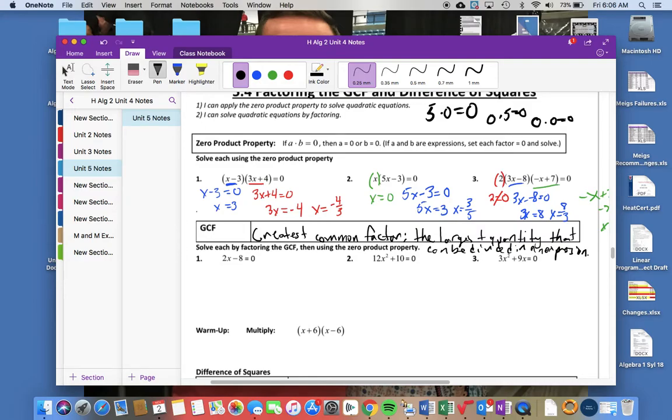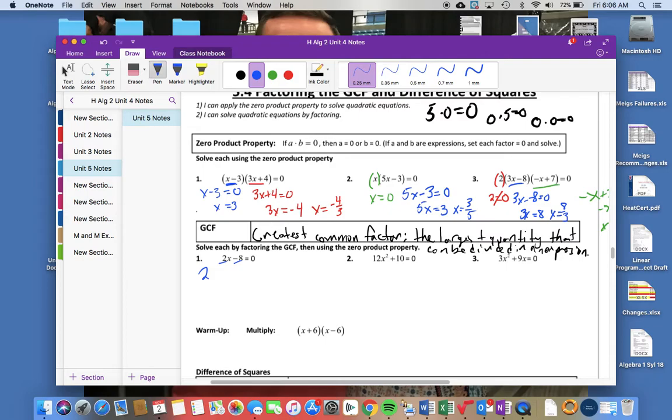Okay, so let's take a look at it. What you're going to do on something like number 1, and you probably wouldn't use GCF on something like number 1, you'd probably just solve that like normal, but you're going to look at between the 2 and your negative 8, what is the largest number you can divide by? And that number is a 2.